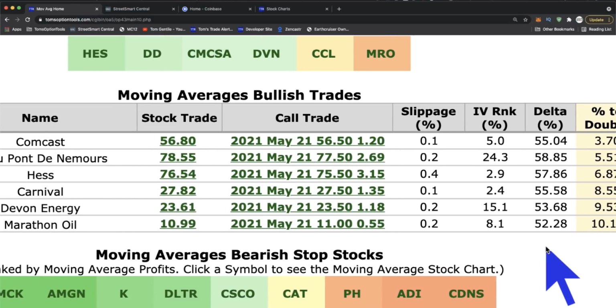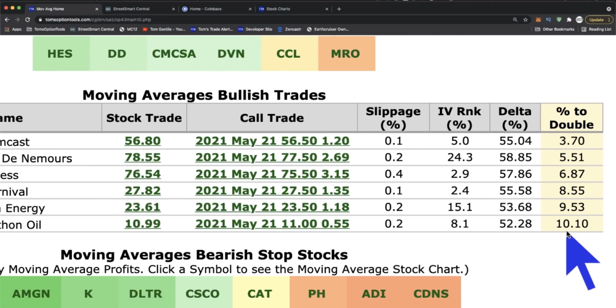If you come down to the bottom, Marathon Oil, I need a better than 10% move in the stock in order for this option to theoretically double in value. So this is a very, very unique and valuable tool to the option trader when it comes to finding the right option to pick. All right, so moving on.